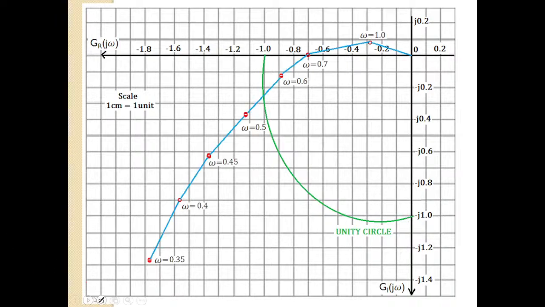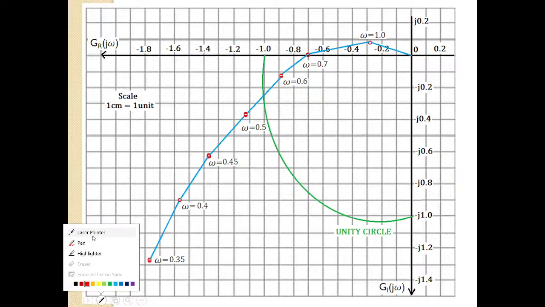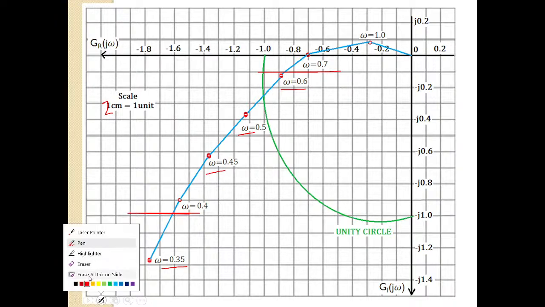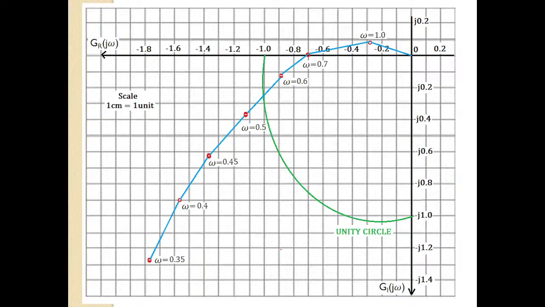This is 2 centimeters, not 1. So this is the graph that you will get. And write their corresponding omega values at each point. For which omega you got these points, write down all those omega values at each point. If you complete, inform.